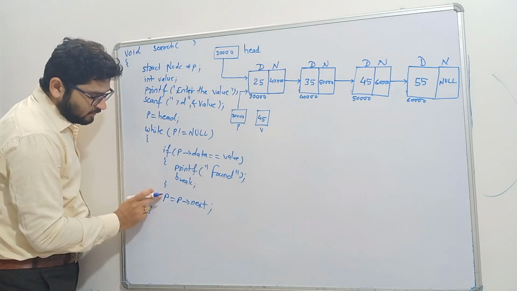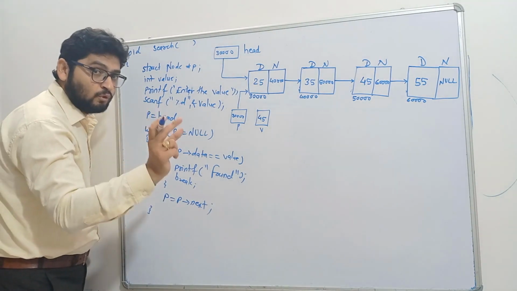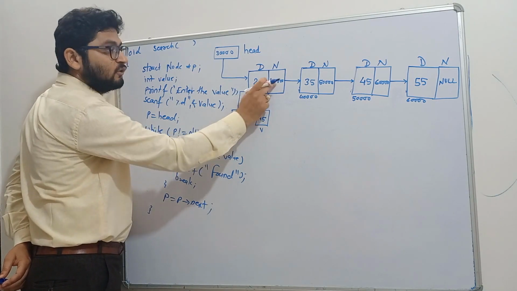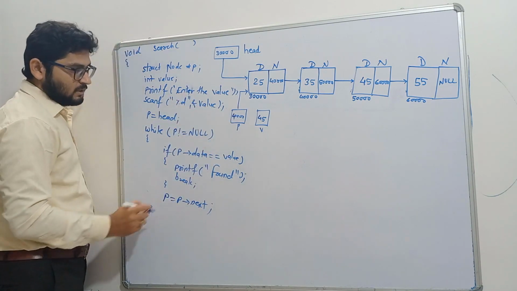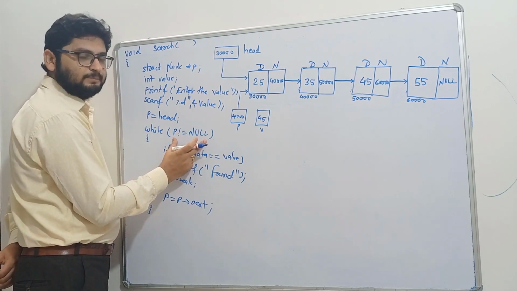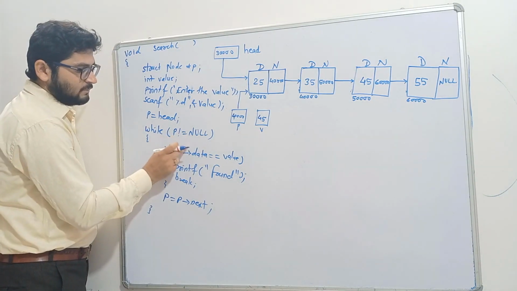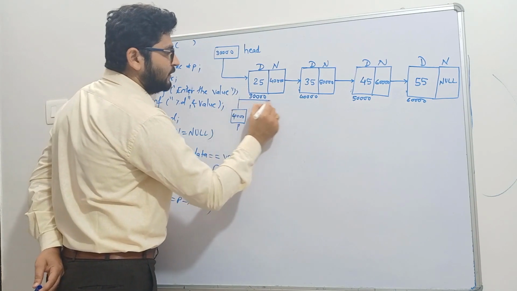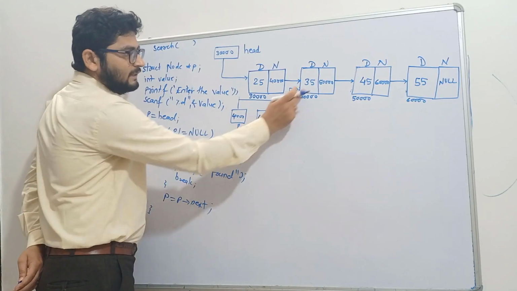So it will come over here. Now p equal to p arrow next. What is the meaning of p arrow next? Next of the node to which p is pointing, which is 40,000. So we store this into p, and p will become 40,000. Now again we check p is not equal to null. 40,000 is not equal to null, so the condition is again true. Again it will come inside. Because of 40,000, p is pointing to this node, so p arrow data is 35.